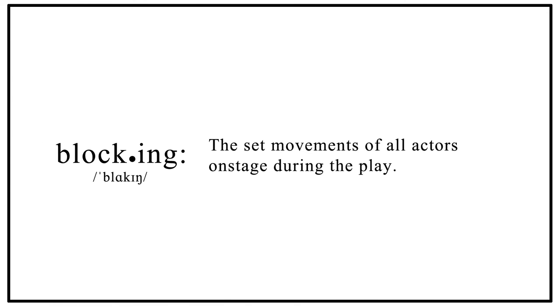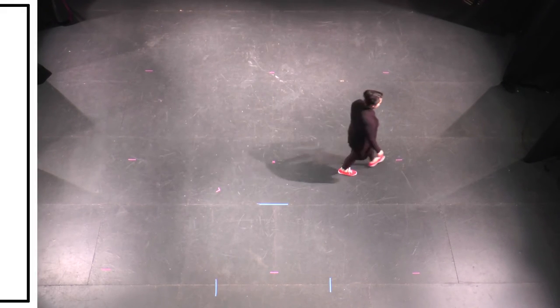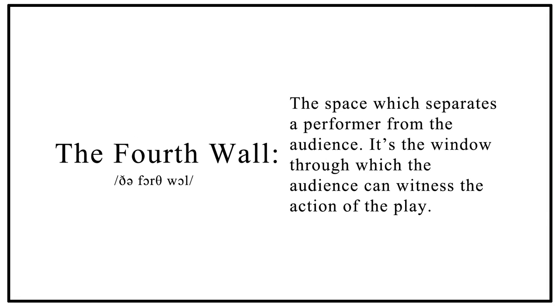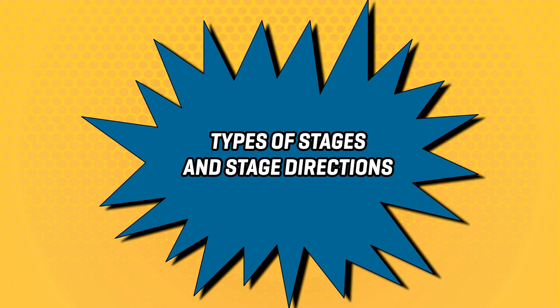Blocking, the set movements of all actors on stage during the play. The fourth wall, the space which separates a performer or performance from the audience. It's the window through which the audience can witness the action of the play. The fourth wall is a good segue into our next topic, types of stages and stage directions.